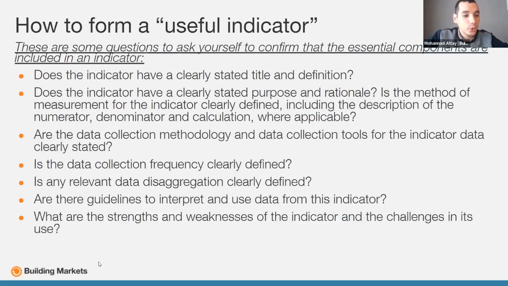After we have seen the different types of indicators, it is important to review together what we need to make sure we are forming a useful indicator. In front of us now, we have 7 questions, and those 7 questions are standard questions that are useful for you to ask yourself when you are planning your project or when you are selecting or forming indicators for your project.